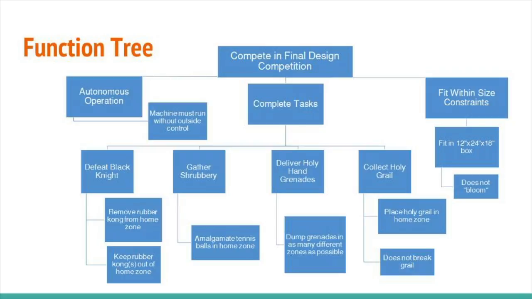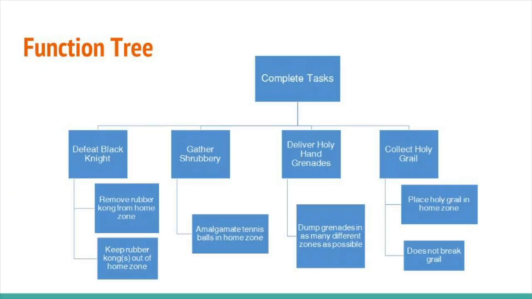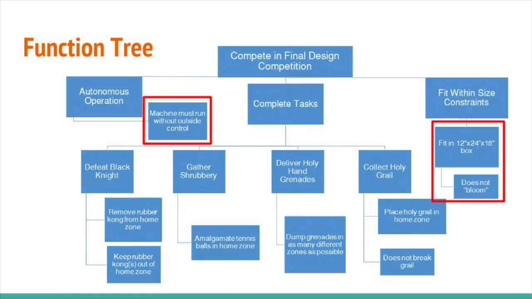The purpose of this planning tool is to outline and organize an assortment of wide-ranging requirements by dividing functions of the machine into simple subsets. The three broadest sets include autonomous operation, completion of tasks, and meeting size restraints. These are elaborated upon in lower levels. For example, the complete tasks category is broken down into the specific tasks which the machine must carry out. As you can see, these are even further elaborated. For instance, defeating the Black Knight involves removing our own Kong, but also keeping out others. The other two broad categories are subdivided similarly.